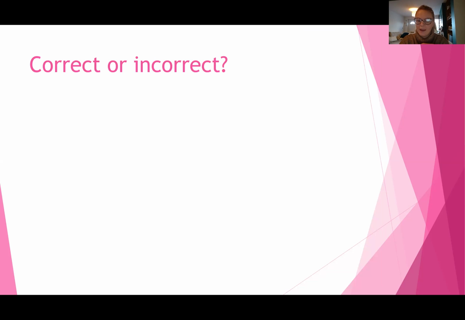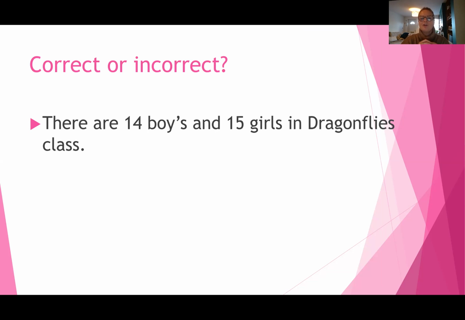Correct or incorrect? There are 14 boys and 15 girls in Dragonfly's class. There are 14 boys and 15 girls in Dragonfly's class. Oh, have a look at that one. Can you hold up either your smiley face to say you think that's correct, or your sad face to say you think it's incorrect? It's quite fun, isn't it?